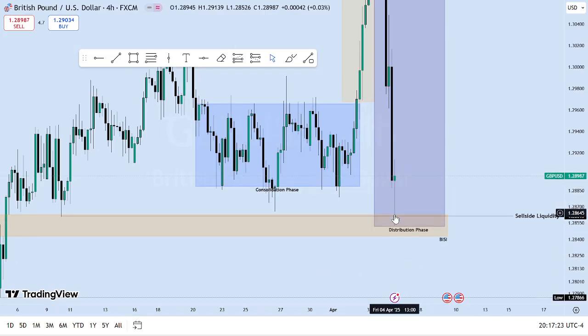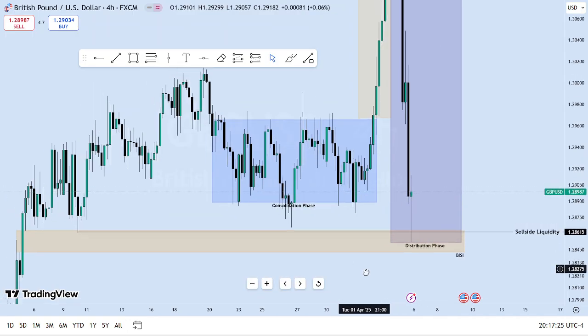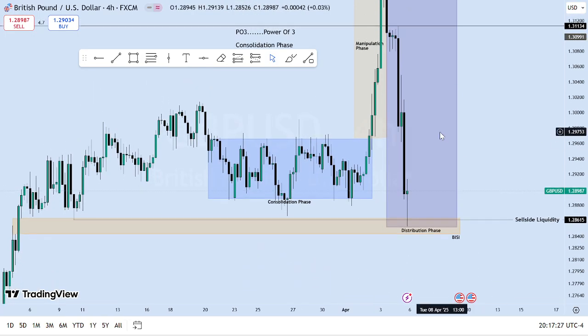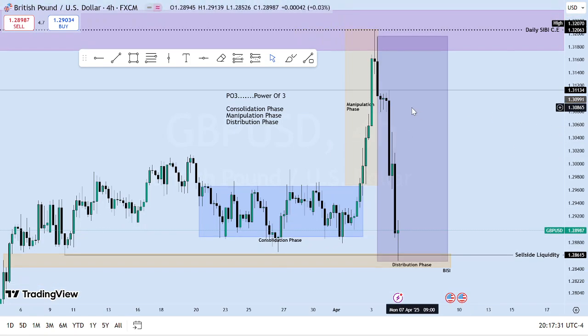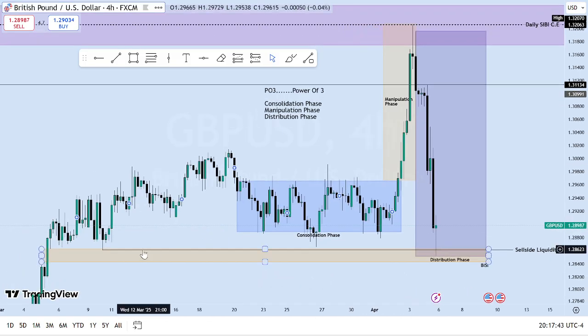And see the delivery, that's Friday's delivery, which is the distribution phase. Thursday, going to Wednesday, Thursday was the manipulation phase. Then entering into Friday, we had the distribution phase to take out the excess liquidity below.